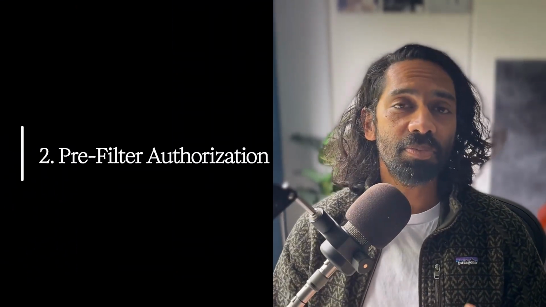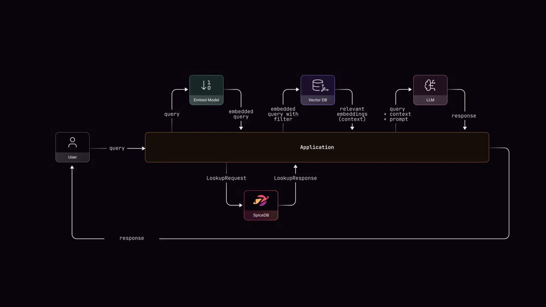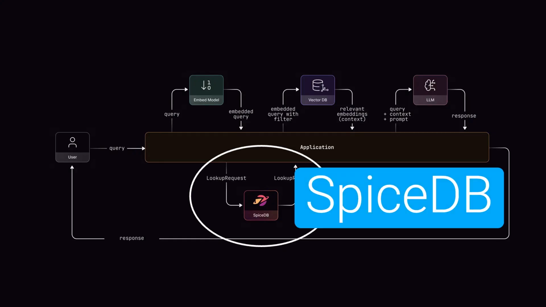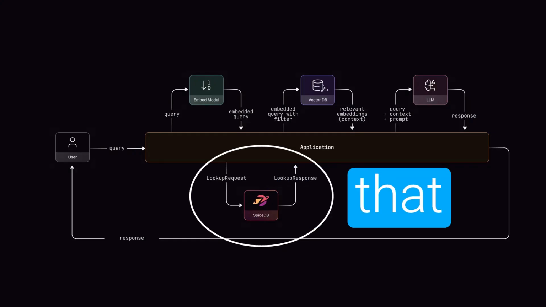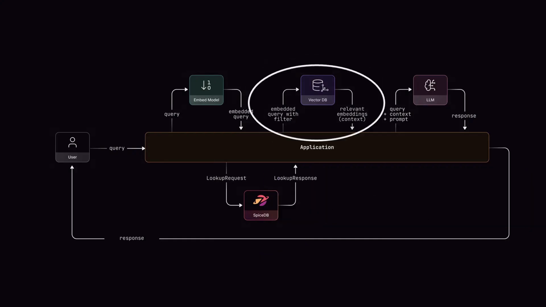The second approach is pre-filter authorization, and here's where it gets interesting. Think of it as the sort of inverse of the post-filter authorization, where instead of retrieving first and checking after, you ask SpiceDB what the user is allowed to see even before you search. SpiceDB has a lookup resources API that returns every resource ID this user has a permission on. You pass those IDs as a filter straight into your vector store query. So the similarity search in your vector database only ever touches documents the user is authorized to view.